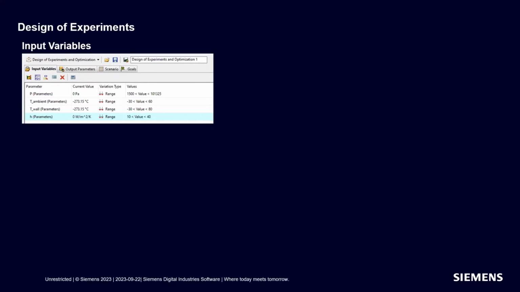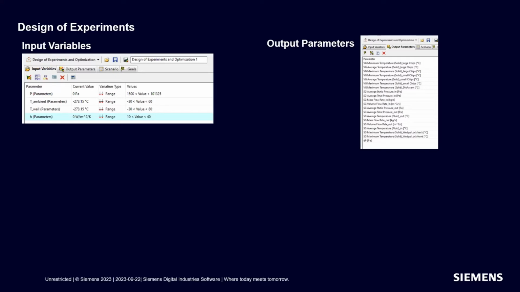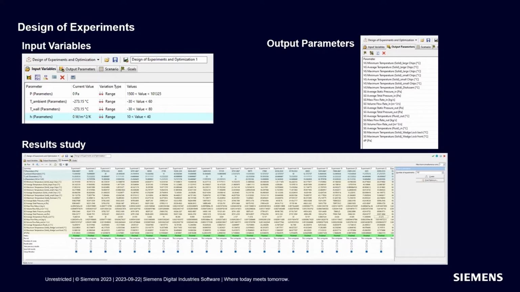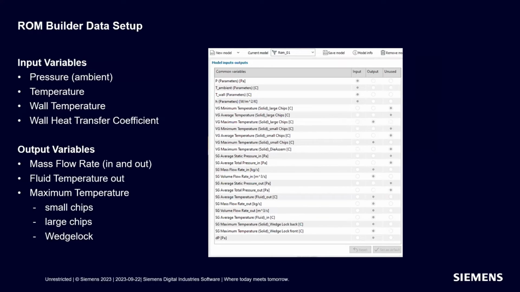So in the definition of the CFD, we varied input variables, such as the ambient pressure, the temperature of those walls, and those heat transfer coefficients, and we knew all the temperatures and flow rates that we had as outputs. This was a whole bunch of result data that we got from all of these simulations. With a simple click of a button, we're able to input all of those CSV files and define what we had for our inputs and outputs, and the different chips involved on the different CAD geometries that we had run in our CFD.